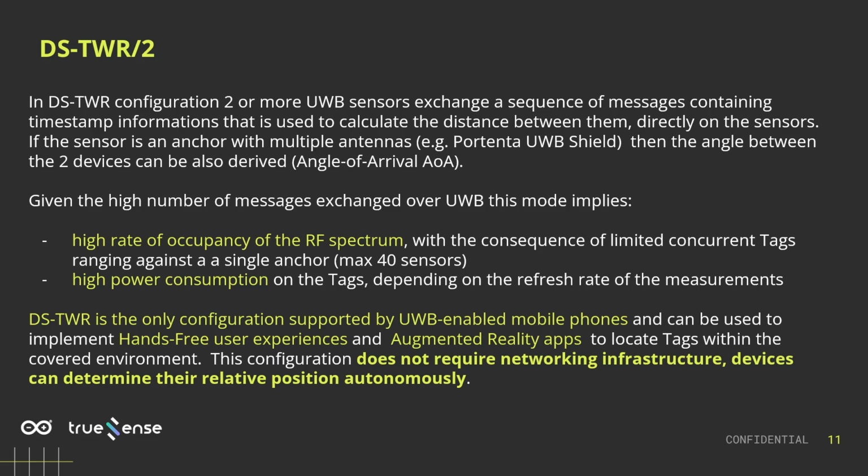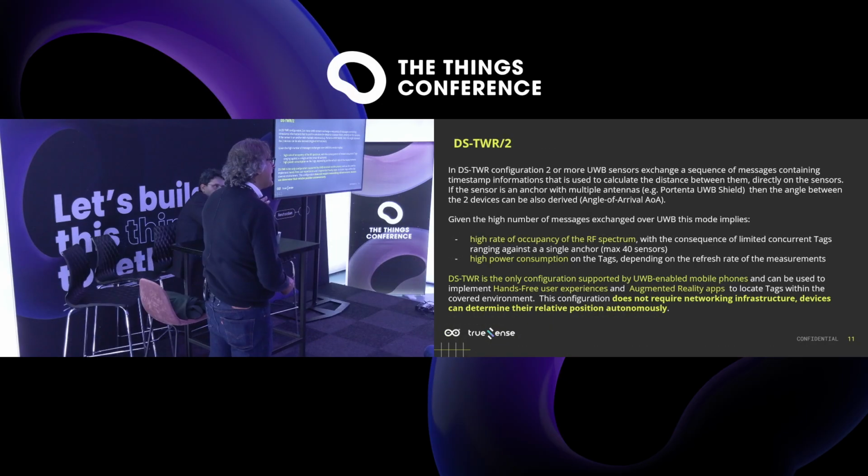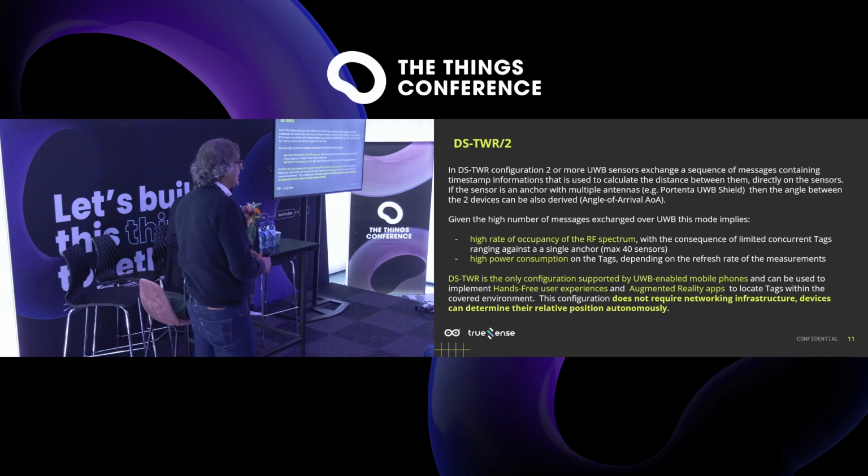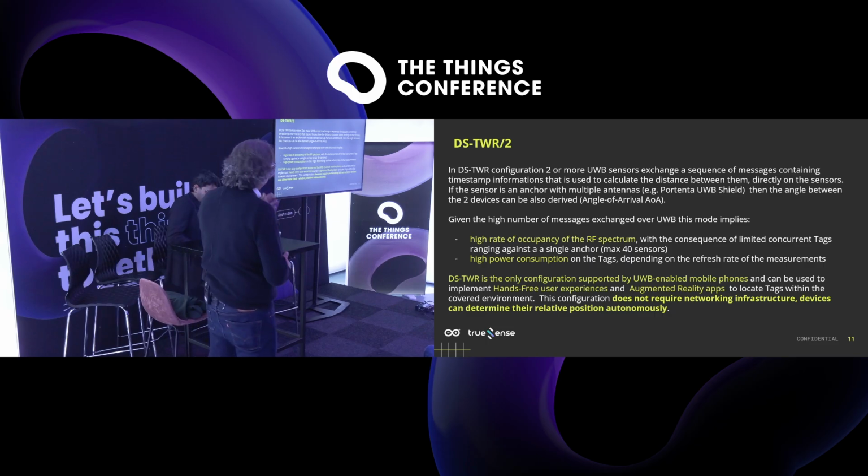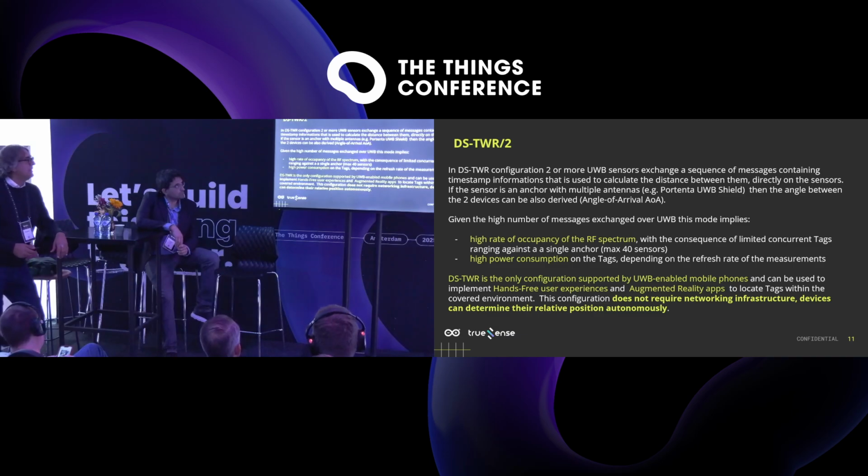The problem we already mentioned partially. It has a high rate of occupancy of the RF spectrum, because for each measurement you're basically exchanging 5 or 6 messages, depending on some specifics of the configuration, and which also increases with the refresh rate that you want to get. You can measure hundreds of times per second, not always needed, but indeed this is the most power-hungry configuration that you can get.